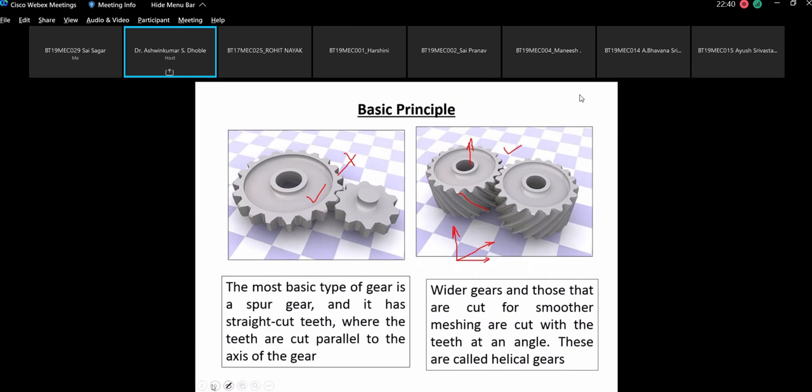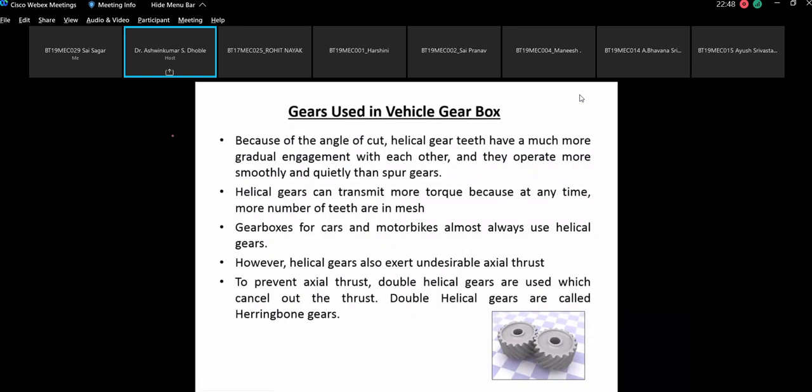You people are more intelligent than me because you have recently completed theory of machines, so you know better than me. Now, gears used in vehicle gearbox. Because of the angle cut, helical gear teeth have a much more gradual engagement with each other, and they operate more smoothly and quietly than the spur gears. Helical gears can transmit more torque because at any time more teeth are in mesh. So this is the advantage of the helical gear.